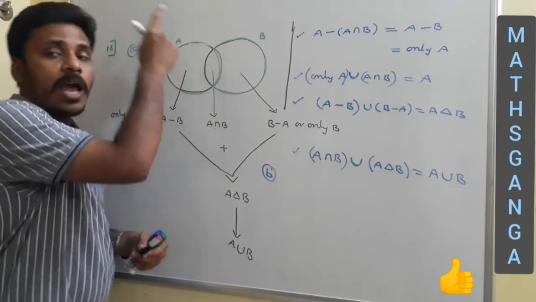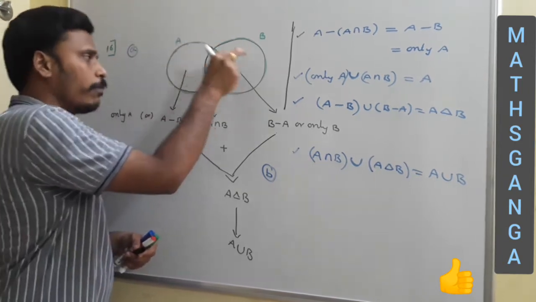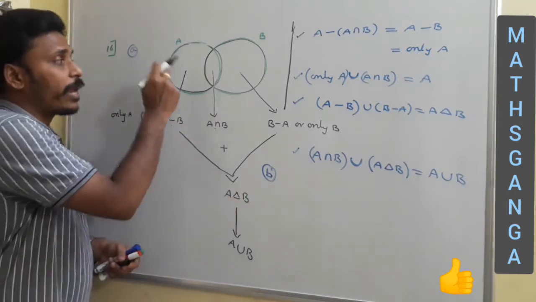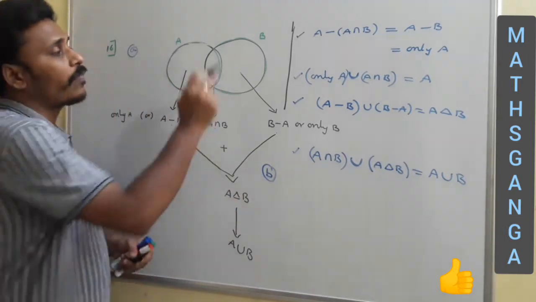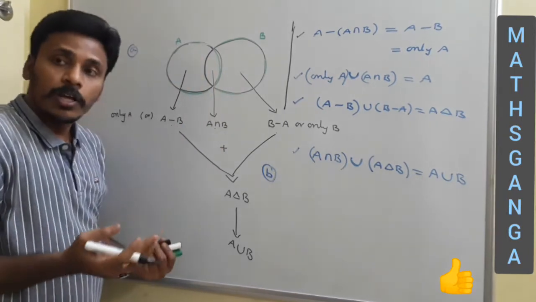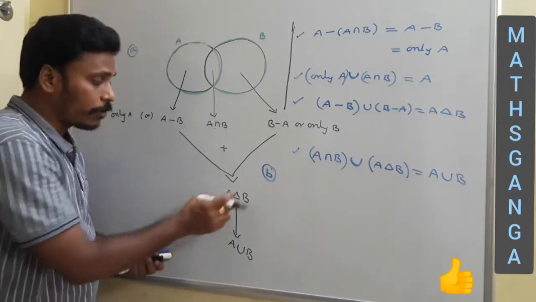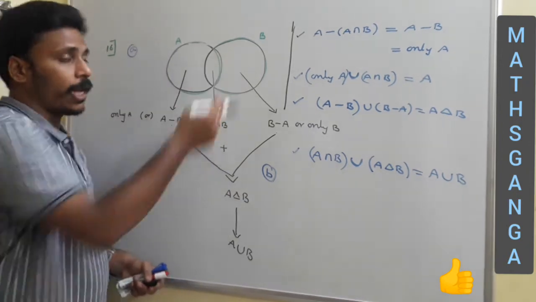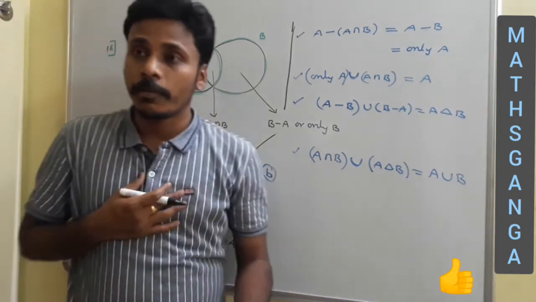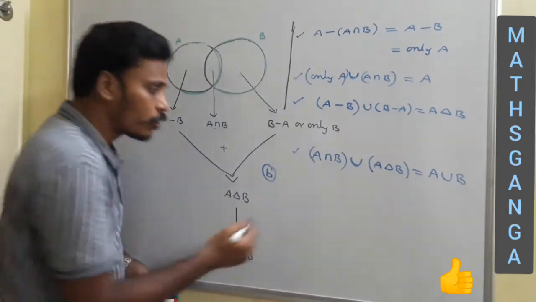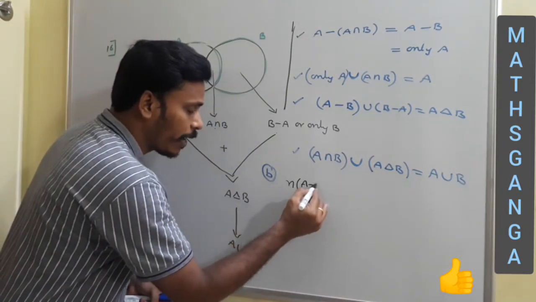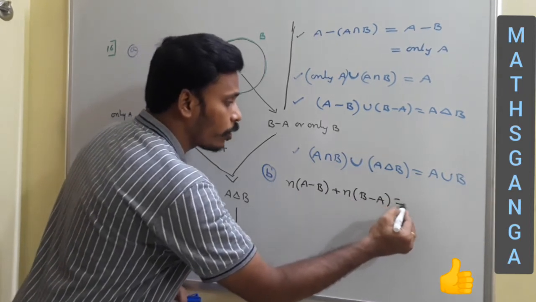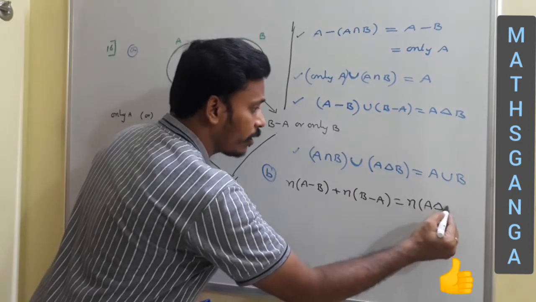This A minus B and B minus A together give us A delta B. That in the sense, the number of elements in A minus B and the number of elements in B minus A, the sum of those elements is just nothing but the number of elements in A delta B. For example, here I have 4 elements, here I have 5 elements, then how many elements will I get in A delta B? For sure I will get 9 elements. So, n of A minus B plus n of B minus A is equal to n of A delta B. Is it right?